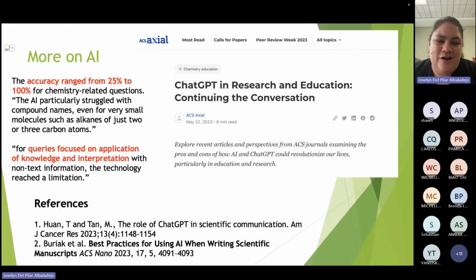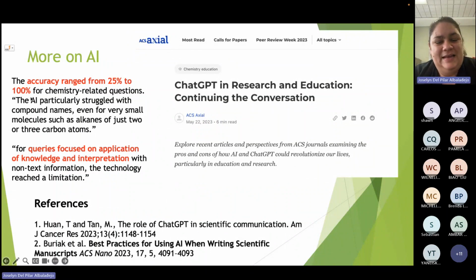Now, a word of caution. ChatGPT is a great tool, but it will not replace you. Your human mind made it. You're more intelligent than artificial intelligence. How do I know this? I'm going to refer you to an article from ACS, and I think it's really good because it summarizes a lot of studies.